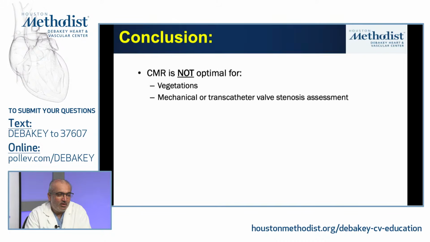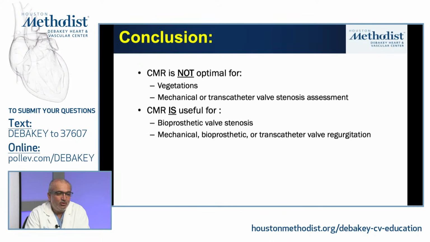So let me wrap up with the final concluding slides before I turn it over to Dr. Chang. I think one is that CMR is not optimal for identification of vegetations on prosthetic valves, and really for mechanical valves or transcatheter valves, if the question is stenotic severity, CMR is not optimal for that. But I think it is useful if you're trying to assess bioprosthetic valve stenosis, and I think it's most useful if you're trying to assess regurgitation of either mechanical, bioprosthetic, or transcatheter valves.